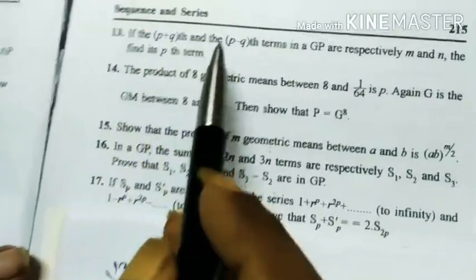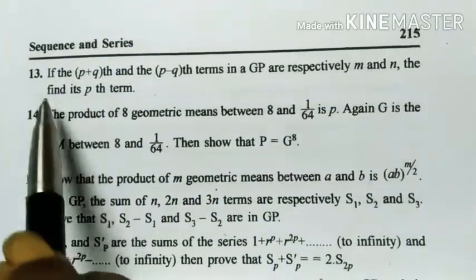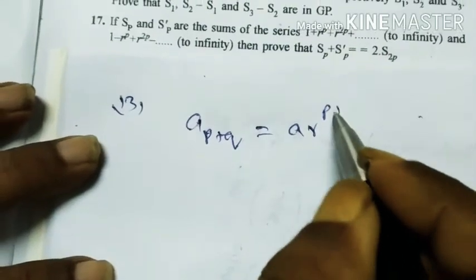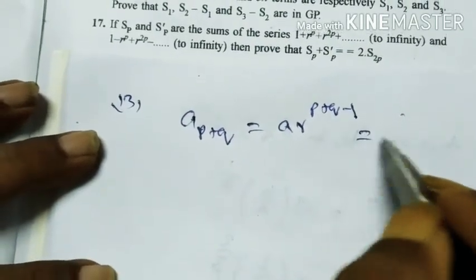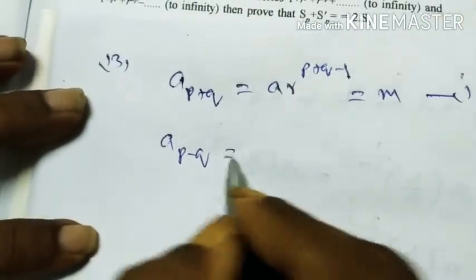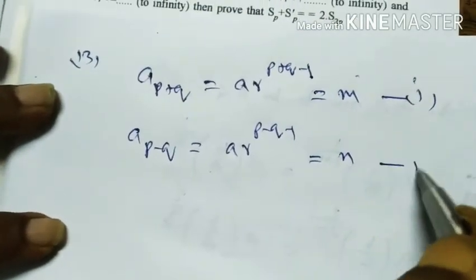Now I am going to question number 13. If the (P plus Q)th and the (P minus Q)th terms of a GP are respectively M and N, then find its Pth term. So here it is given that the (P plus Q)th term is equal to A R to the power P plus Q minus 1, which is equal to M. This is equation 1. And the (P minus Q)th term is A R to the power P minus Q minus 1, which is equal to N, equation 2.